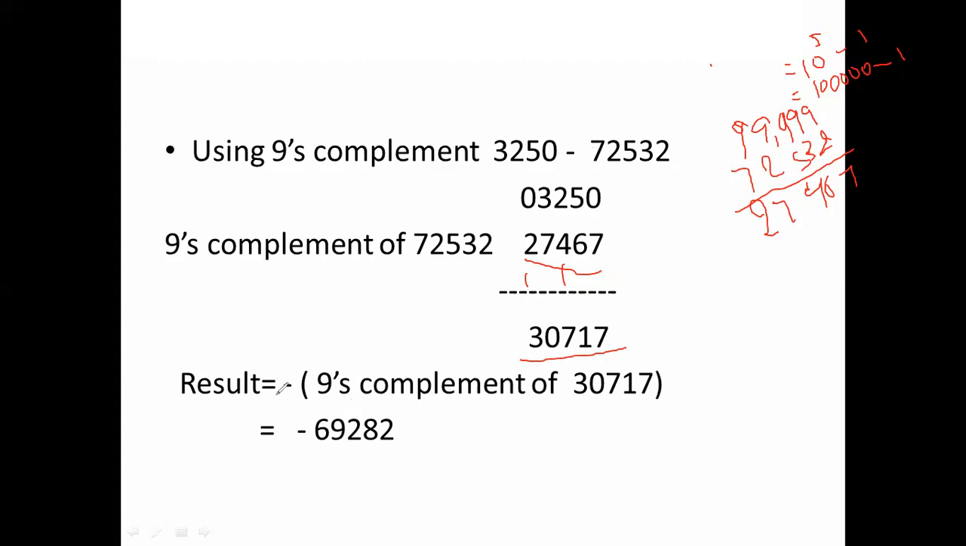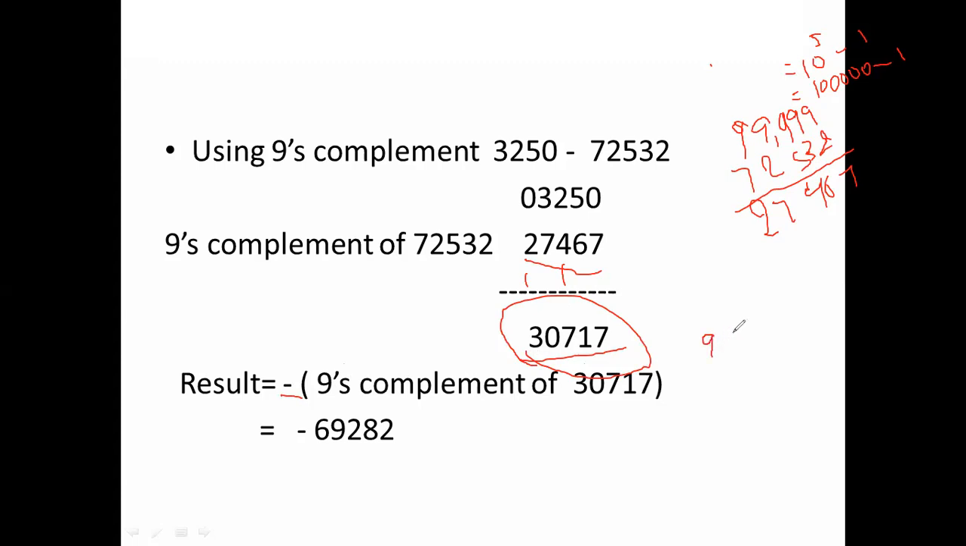Why we are taking minus sign here? Small number minus big number. What is the result? Compulsory we are getting the negative value. Okay, that's why we are putting minus here and calculate the nines complement for this addition. Okay, so what is the nines complement for this?